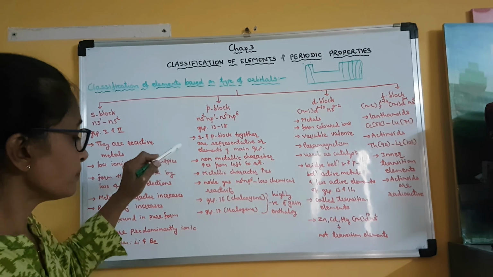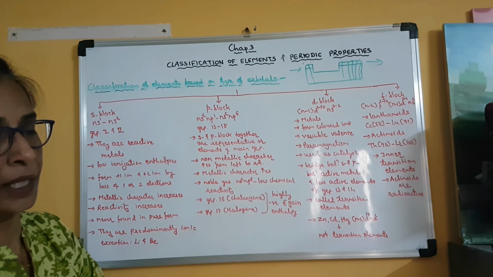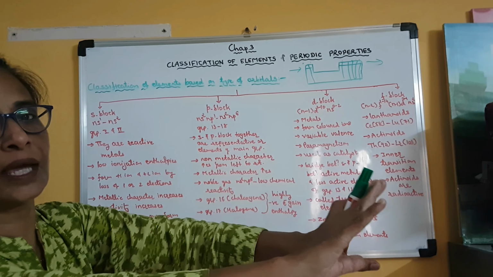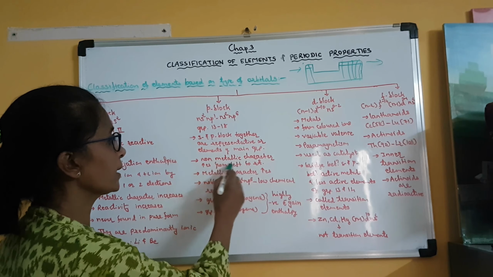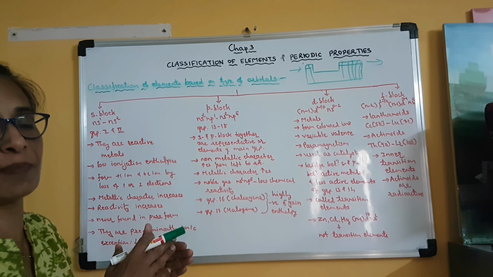Second thing is non-metallic character increases from left to right. So suppose this is the period, if we talk about the second period. When we go from left to right, then non-metallic character increases. Meaning in any period, the elements in the beginning are metallic, but elements towards the end of the period are non-metallic. For example, in the second period, the first element lithium is a metal, beryllium is a metal, but after that boron, carbon, nitrogen, oxygen, fluorine and neon, these are all non-metals.